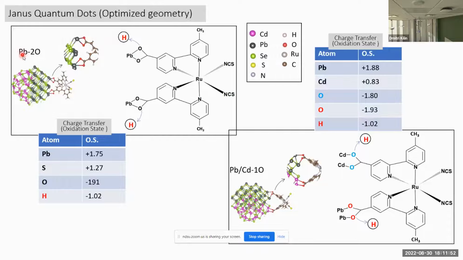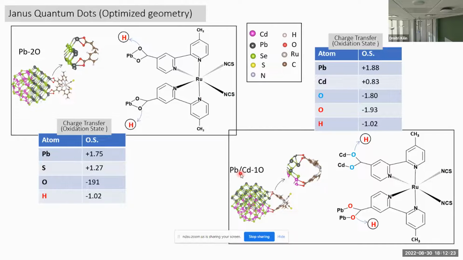This is lead with the 2 oxygen group. As you can see, the relaxed structure and geometry of this model, and I have the charge transfer value for this case. In this case, this O group has -1.91 and sulfur +1.27, and the hydrogen is still separated from the quantum dots. It has -1.0, which means it is getting charge.